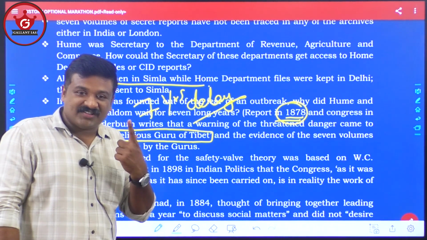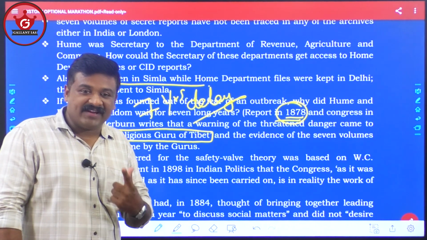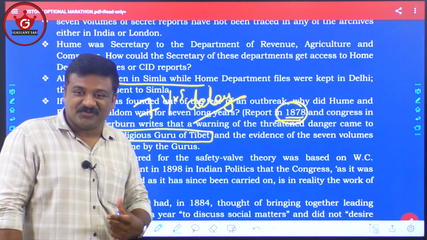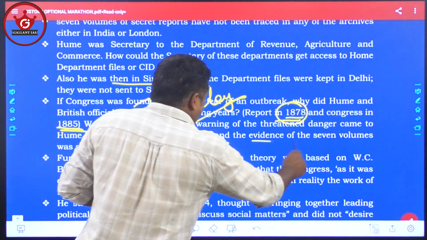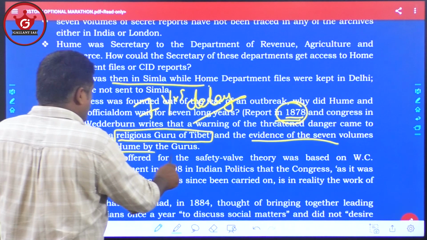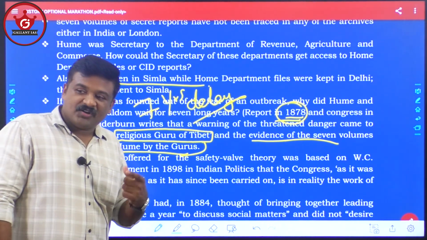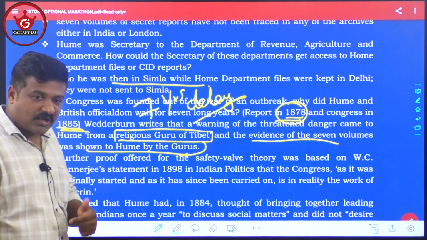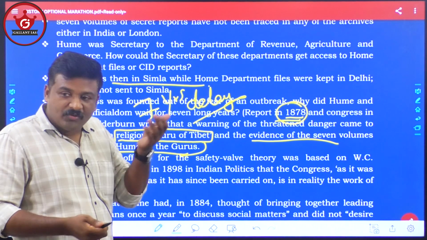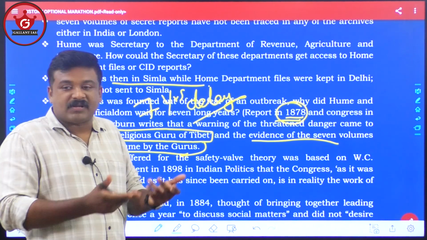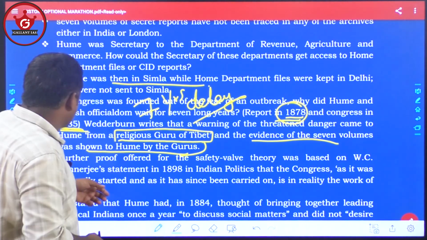Now the question is, how can a bureaucrat simply and blindly trust the words of a religious guru? That is another question. The evidence of these 7 volumes was shown to Hume by the gurus. Without any further investigation or interrogation, how can Hume blindly trust the reports shown by a religious guru? That is again a question mark.